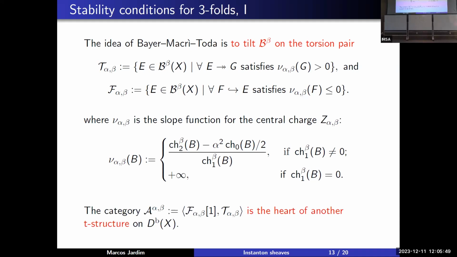Then, a bunch of technical stuff. You end up with a family of categories, A_{alpha,beta}, which are the first element in the Bridgeland stability condition. This is the heart of a t-structure. So now the abelian category that is replacing coherent sheaves depends on two parameters, alpha and beta.